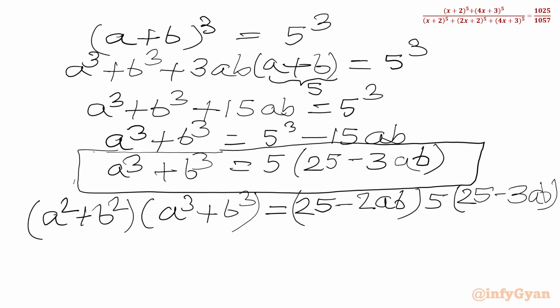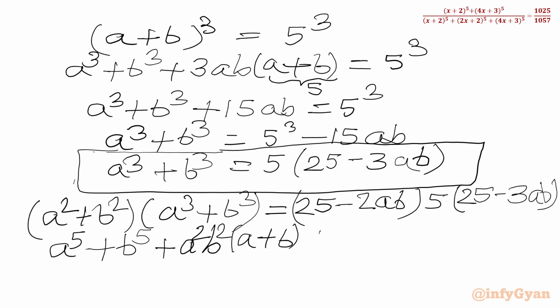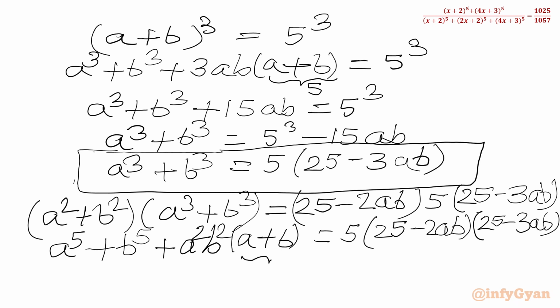Now I will literally multiply. So A square times A cube will be A power 5. B square times B cube will be B power 5. And cross product terms will give us A square B cube plus A cube B square, where we will take A square B square common. So in the bracket we can write A plus B, and RHS is 5 times 25 minus 2AB times 25 minus 3AB.